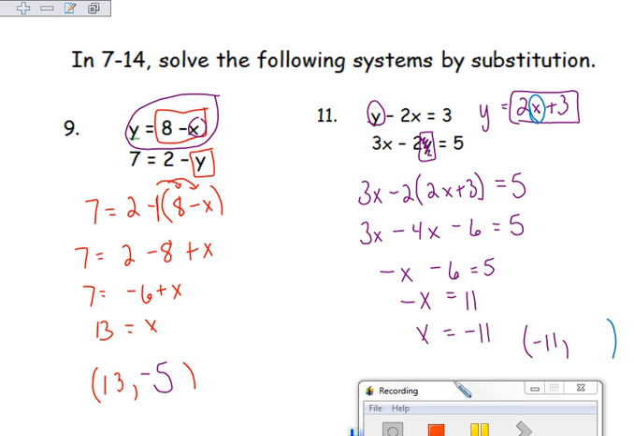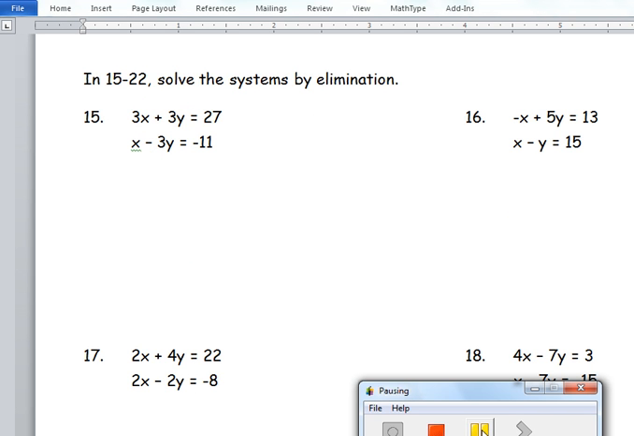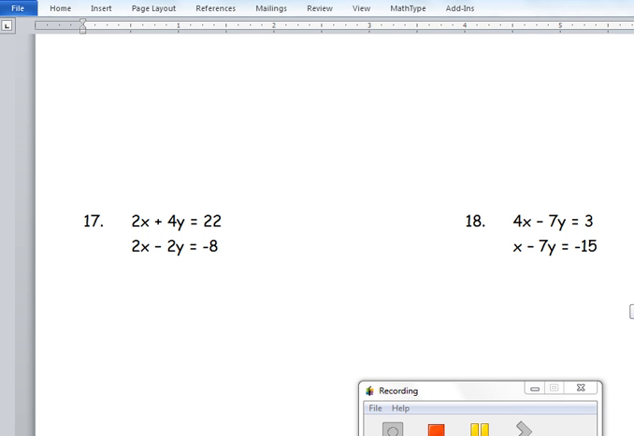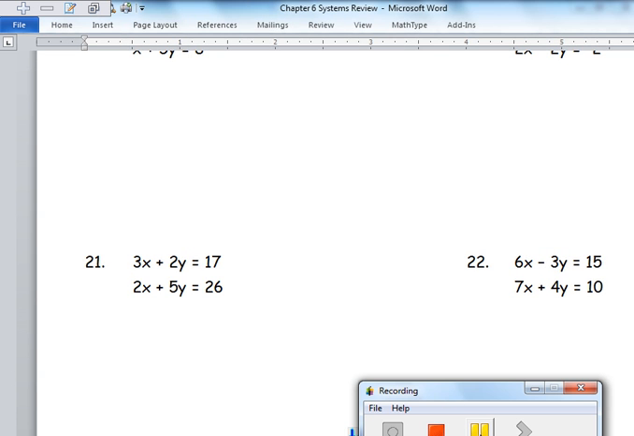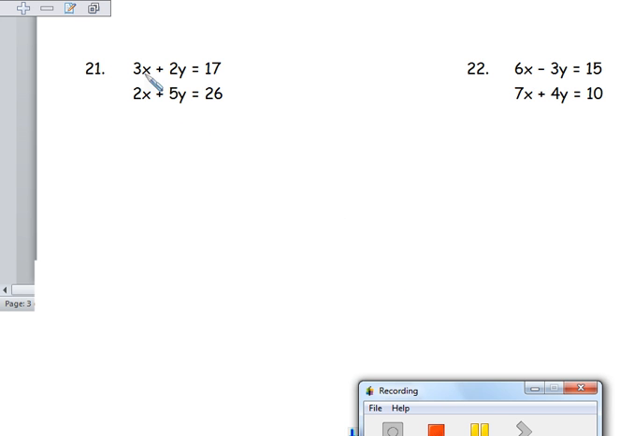The last thing we're going to do today is turn the page and go to the elimination page. Let's find a harder one to try. Let's go down to 21. With elimination, what we're looking to get is opposites in either our x or our y, and once we have opposites, we can add. So in our x's, we could get 6 and negative 6. In our y's, we could do 10 or negative 10. So it doesn't really matter. So I'm going to stick with my x's. So I'm going to multiply the top by 2, and I'm going to multiply the bottom by a negative 3.